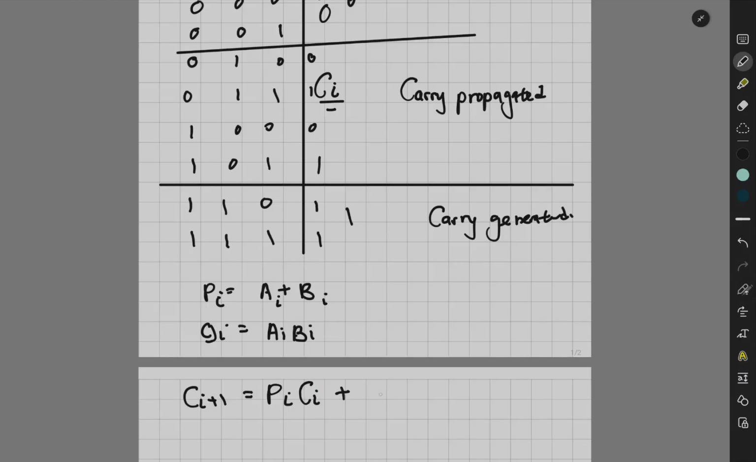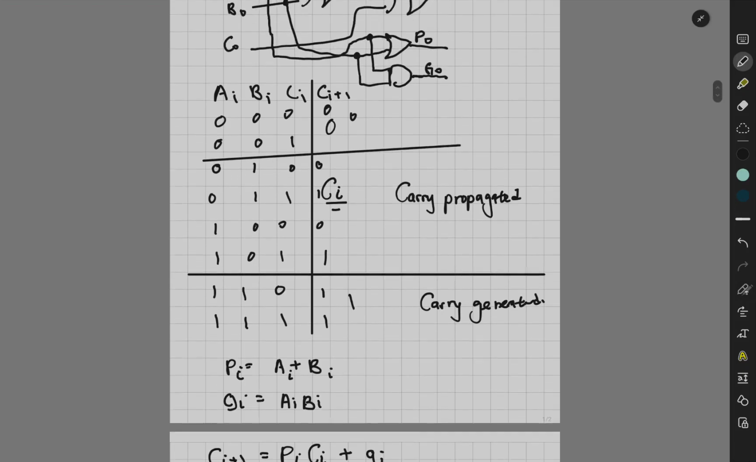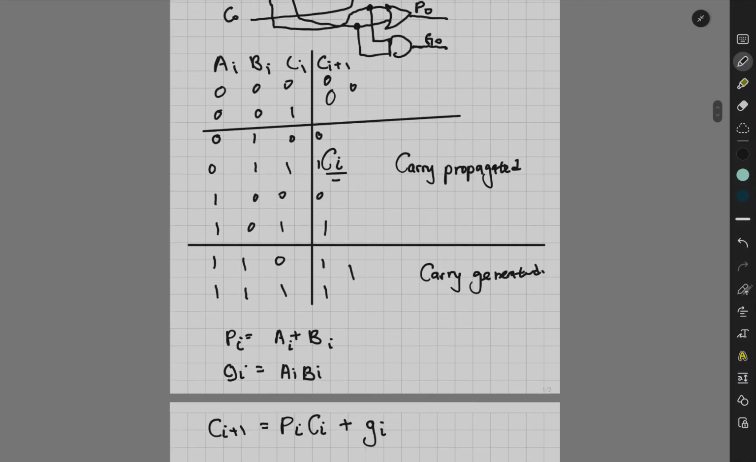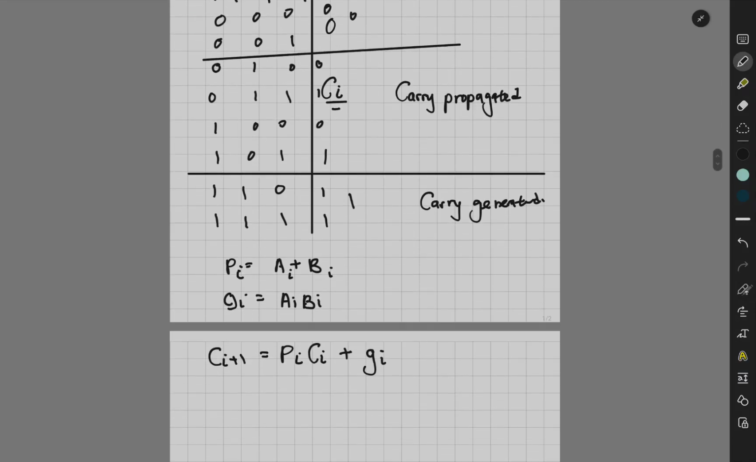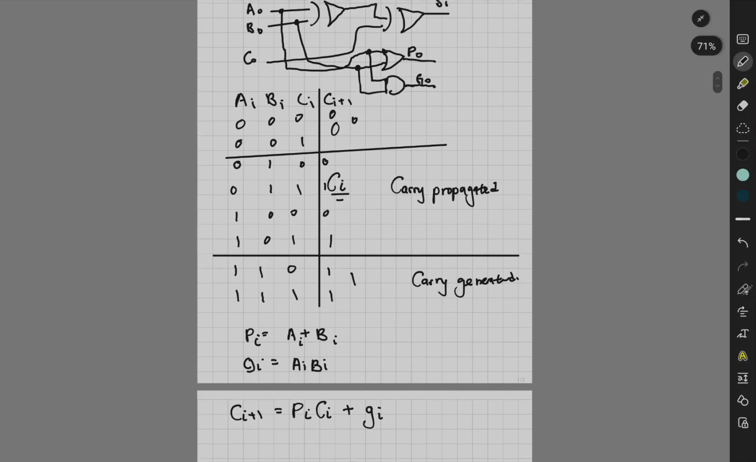And it is also dependent on Gi, because if Gi equals 1, then the future carry should be 1. Do you agree? Okay, so if the future carry is 1, then it should be okay. Okay, so that's how we connect.